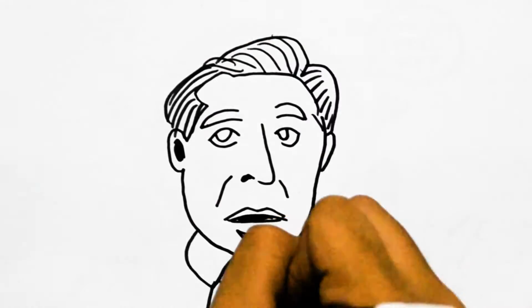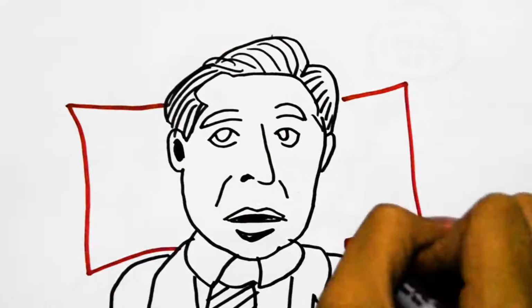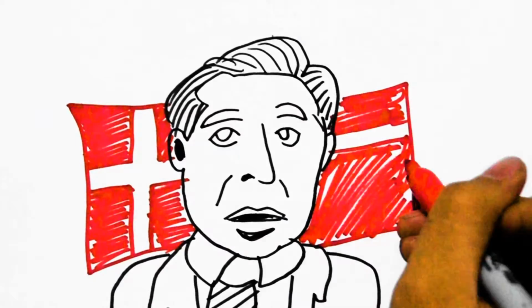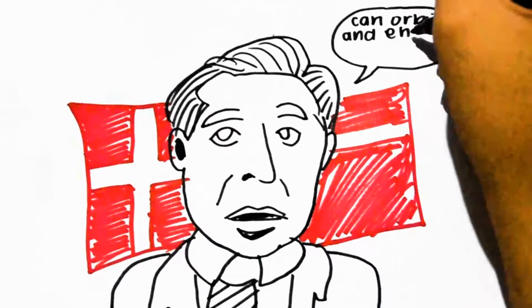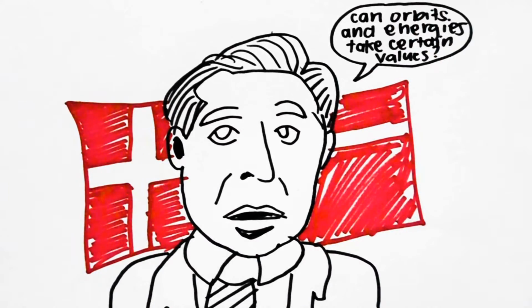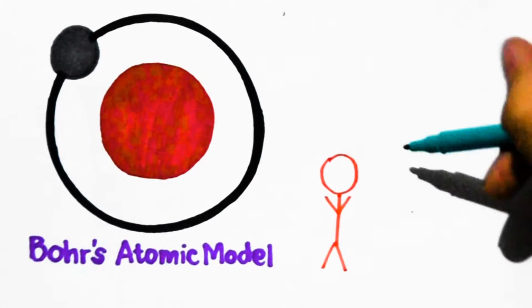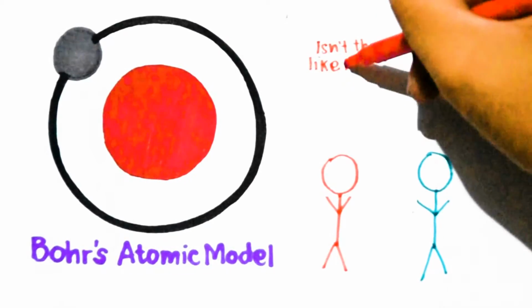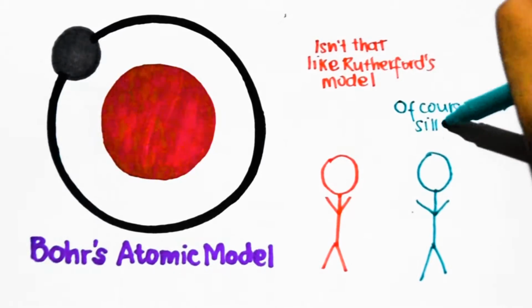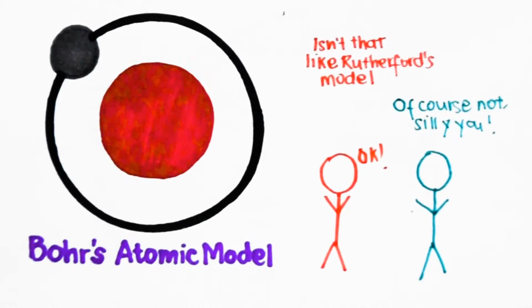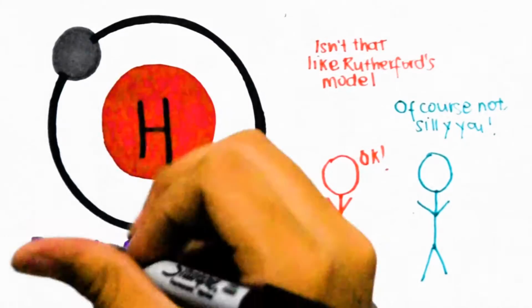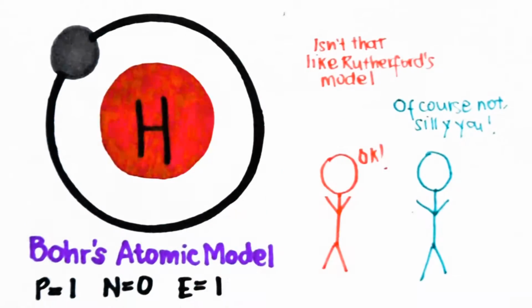Danish physicist Niels Bohr assumed that what if some aspects of atomic structure, such as electron orbits and energies, could only take on certain values. Bohr's atomic model followed Rutherford's planetary model. However, this model worked well for only the simple hydrogen atom, but it still showcases basic understanding of the structure of an atom.